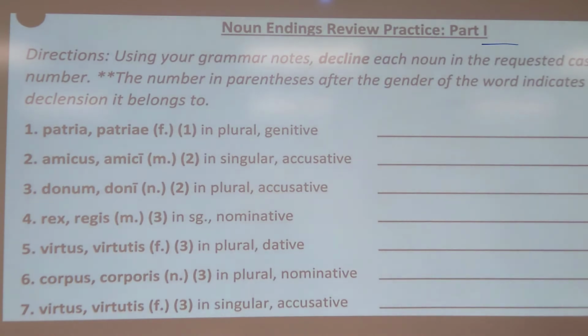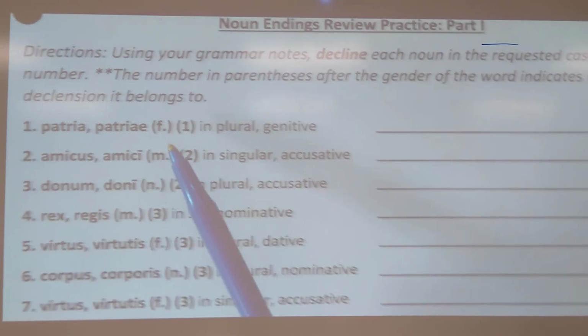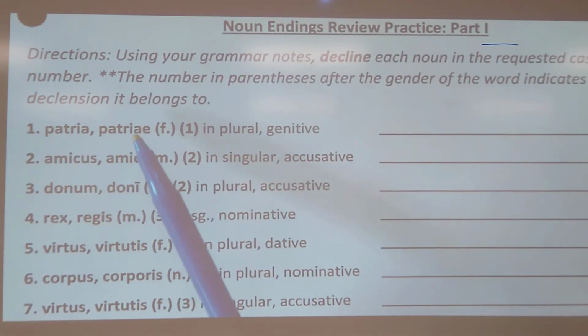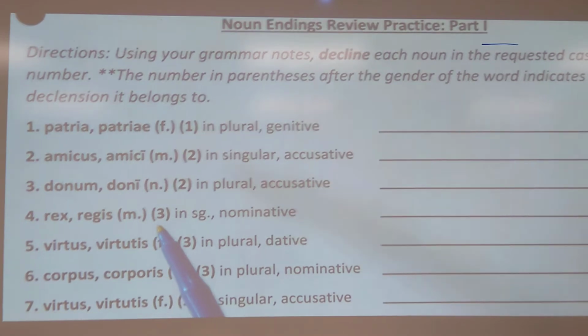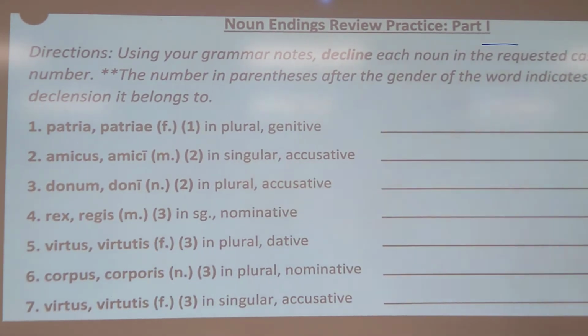This is the video to go along with our noun endings review practice. So this is your grammar practice for this first little intro section on nouns. What we're going to do is just get some practice in declining nouns, which is chopping the endings off and adding new ones to create new meaning. We're going to do the first few of them real time here so you can see.